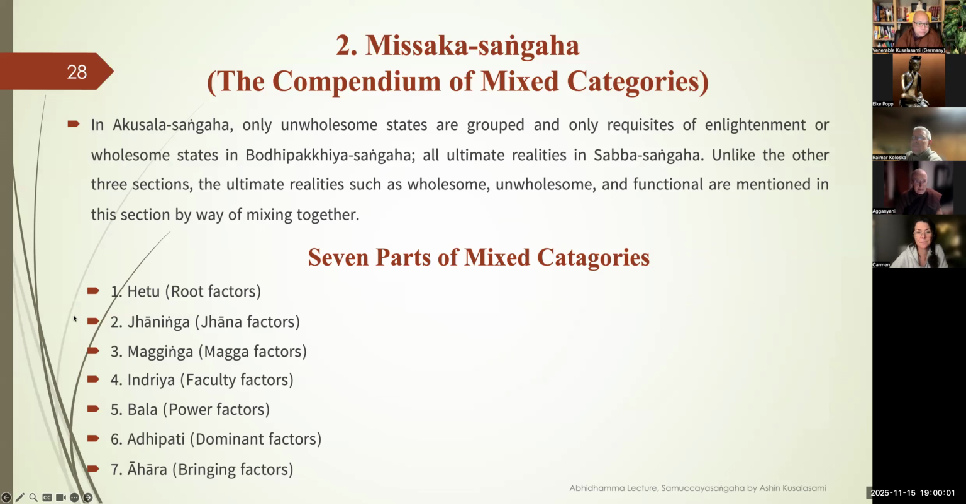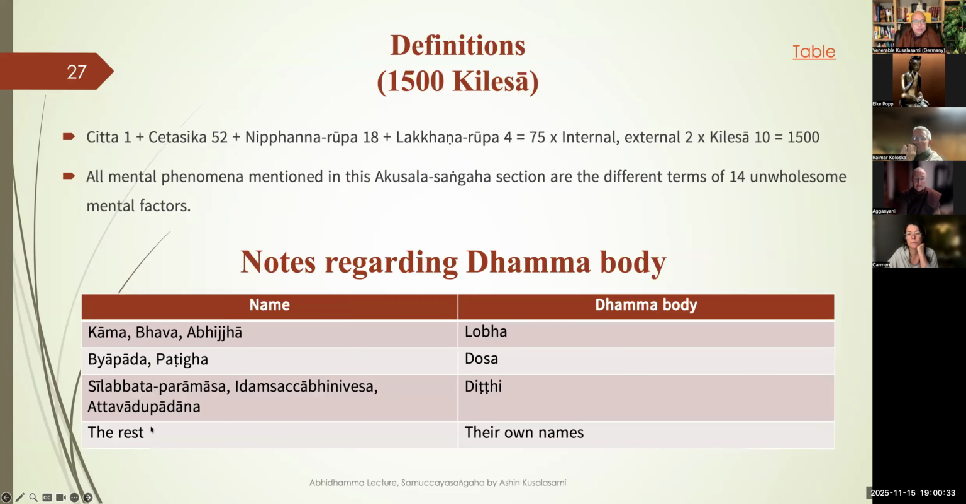So last week we started here. It's the Mesaga Sangaha, the mixed category. So basically, in this chapter of the Samochaya, most of the knowledge is Abhidhamma terms, an introduction of the Abhidhamma terms, but you know, some extra knowledge we should know.